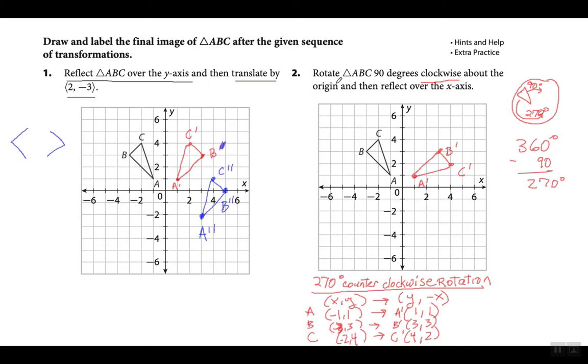Okay, so there you have a rotation 90 degrees clockwise. I got it by doing a rotation 270 degrees counterclockwise and using the rules. Okay, now I gotta reflect over the x-axis. That part's easy.